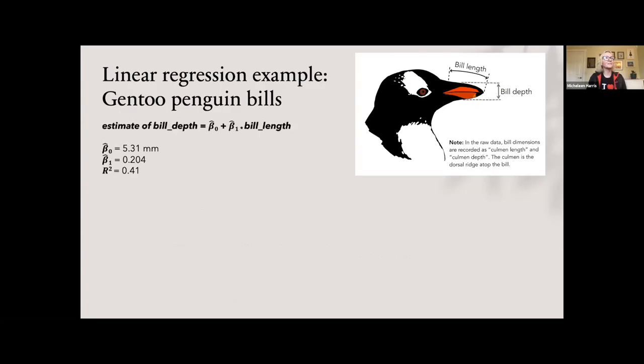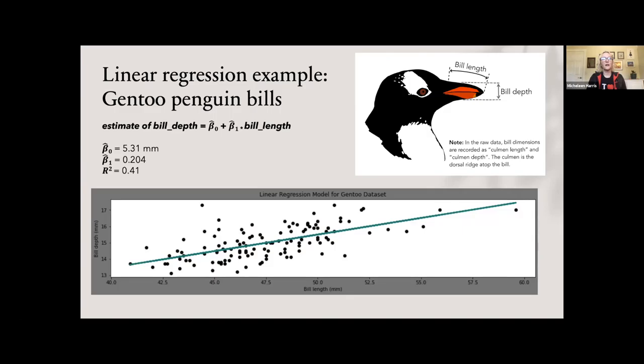So in this case, with the actual data, we get an intercept of 5.3, a coefficient estimate for beta one of 0.204, and an R squared, which we'll talk about, which gives us a metric for how good the fit is, of 0.4. And if we plot that closest line based on minimizing our residual sum of squares, it looks like this.